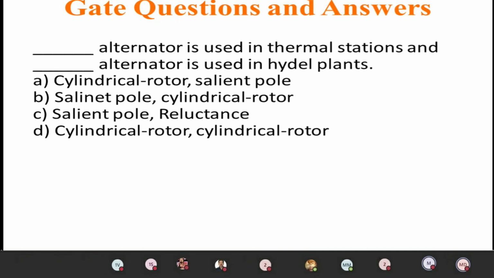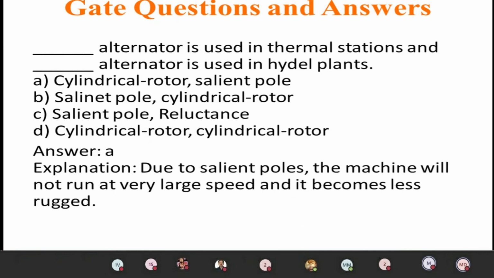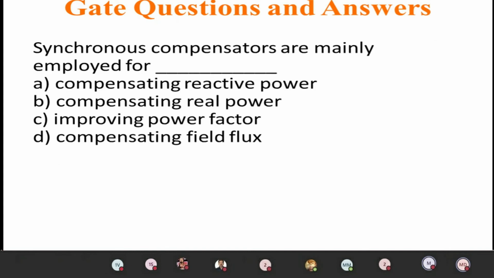The non-salient pole alternator is otherwise called cylindrical rotor because it has uniform air gap. The construction is in the cylindrical manner, so hence it is called cylindrical rotor. So the option is A. Due to the salient pole, the machine will not run at very large speed and become less error.